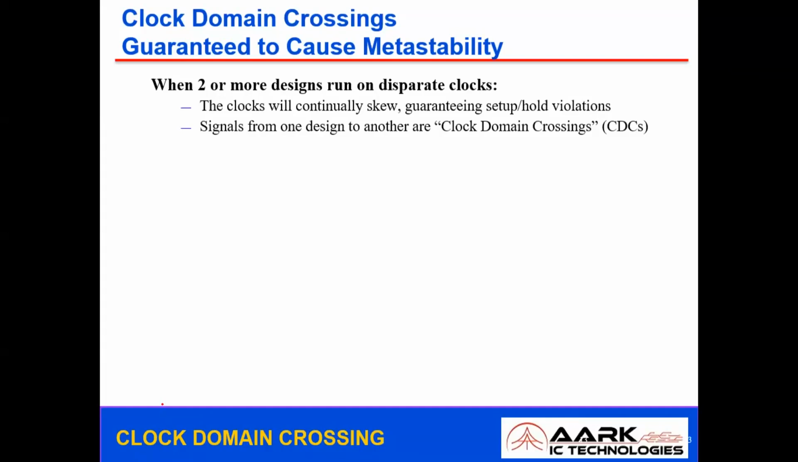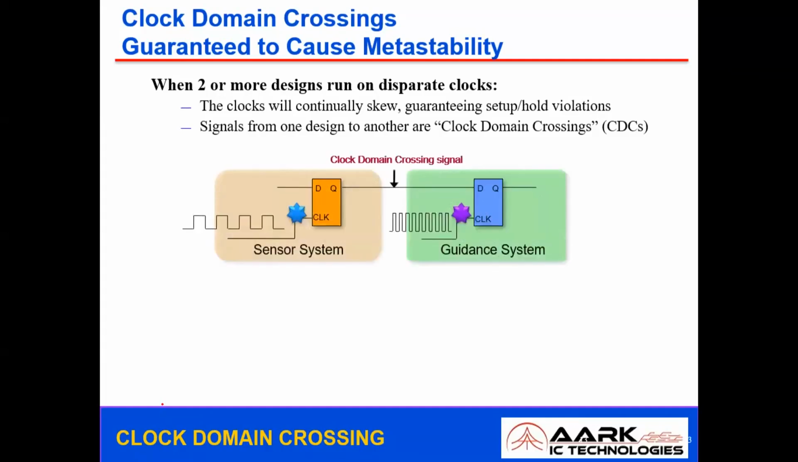Signals moving from one clock domain into another clock domain is another possibility of getting metastable issues, and it is the largest possibility when you have multiple clock domains. For example, in this scenario we have two flops connected together, but triggered with two different clocks. One is a sensor system and the other is a guidance system. The sensor system's clock operates at a lower frequency, and the guidance system operates at a higher frequency. There is a data exchange between these two systems, which is clearly represented as the clock domain crossing signal.